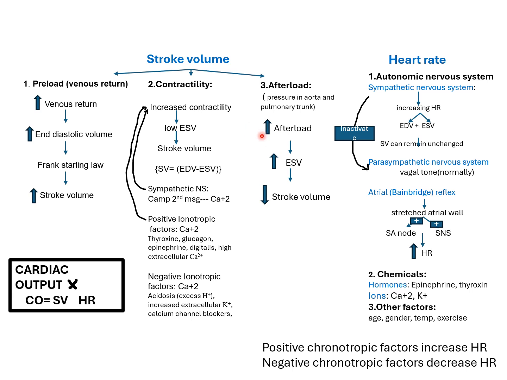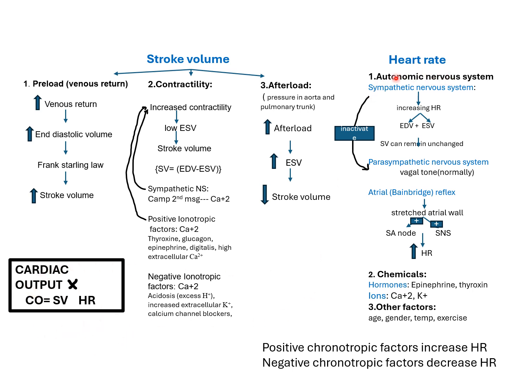So increased afterload leads to increased end systolic volume, which decreases the stroke volume. So this is the effect of the afterload. Afterload is inversely proportional to the stroke volume. More afterload, less stroke volume. Then the other factor which affects the cardiac output is the heart rate.